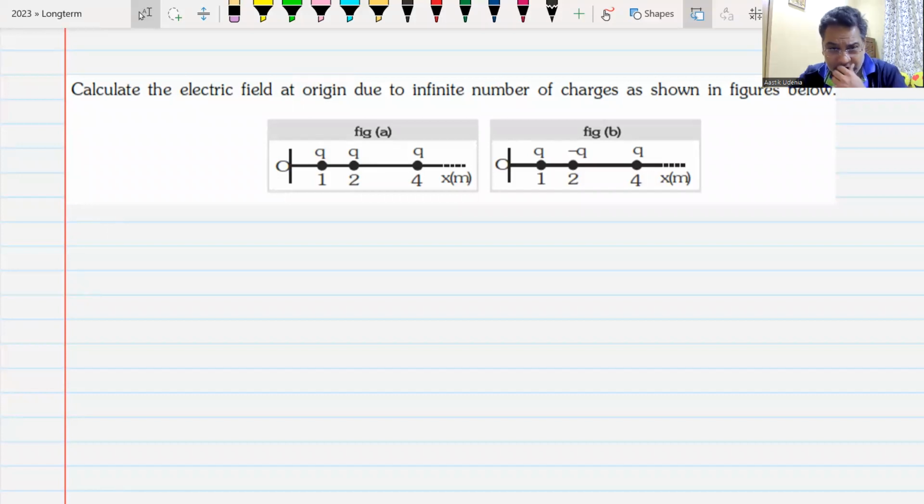Okay, then we move on and we solve this simple problem. I think we have done a similar problem in gravitation as well. Calculate the electric field at the origin due to an infinite number of charges as shown.